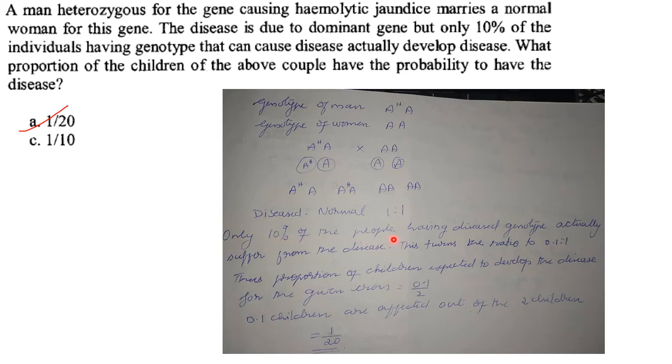So only 10% of the people having the diseased phenotype actually suffer from the disease. So this turns the ratio to 0.1:1. Thus, the proportion of children expected to develop the disease for the given cross is 0.1 divided by 2. So 0.1 children are affected out of 2 children. So 1/20 is the answer. Answer is option A.